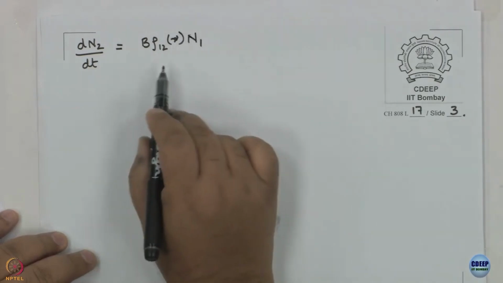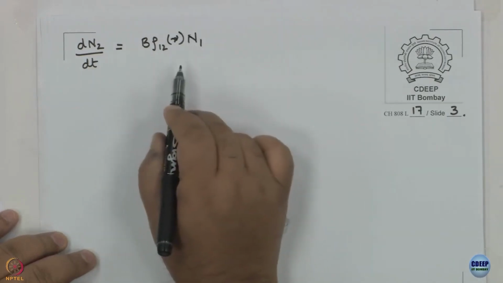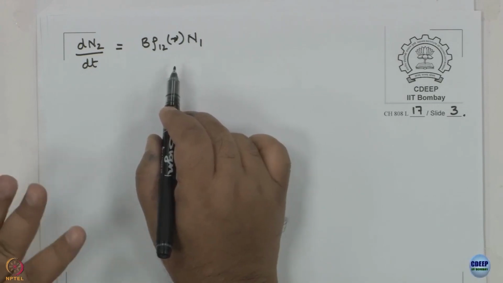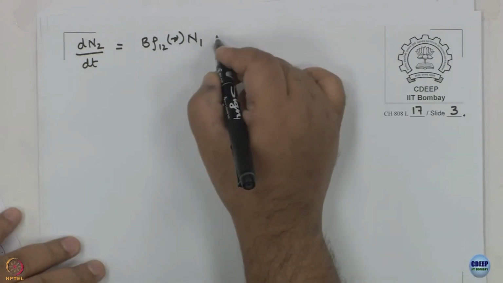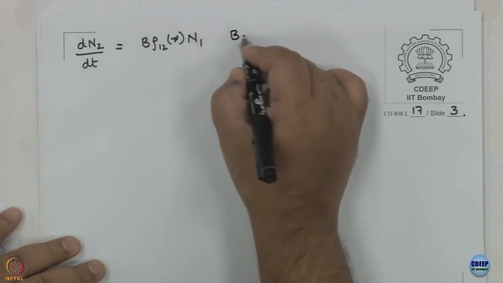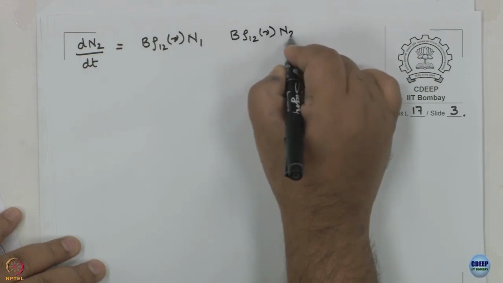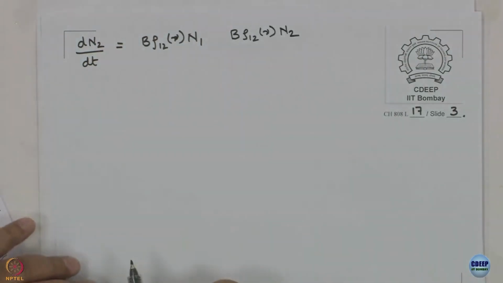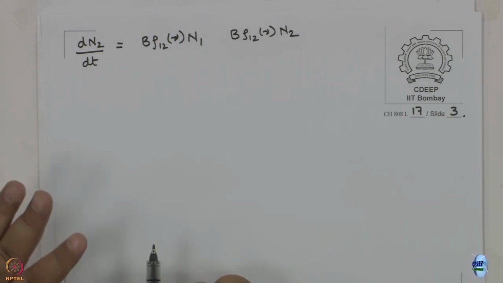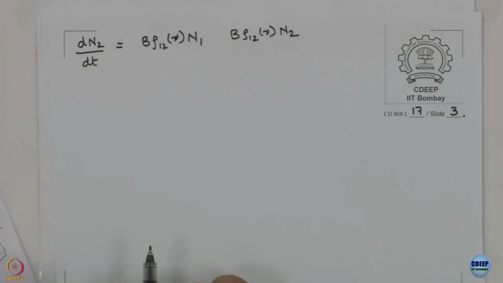What is this term? Rate of which process? B rho 1 2 of nu into N1. It is induced absorption. Next term I will write is B rho 1 2 of nu N2. What is this? Stimulated emission. Okay. Does it populate or depopulate energy level 2? Depopulates. So, what will be the sign, plus or minus?